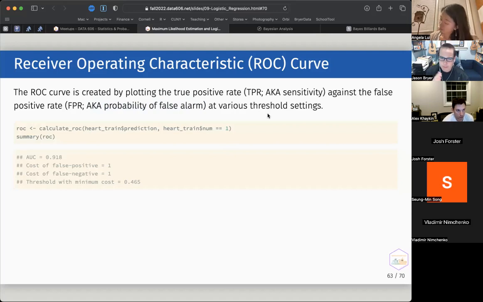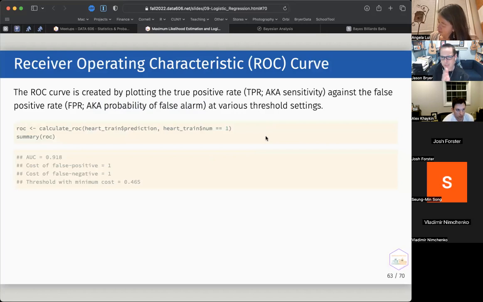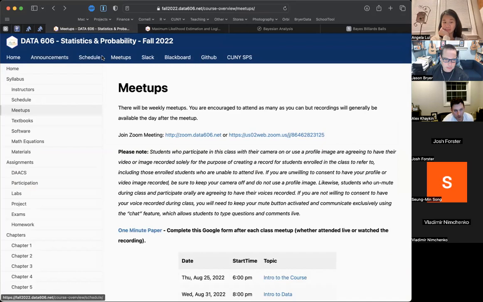So essentially what we're going to do, right? Here I set my threshold at 0.5. But what we're going to do is say, well, let's try 0.01, 0.02, 0.03. We can go all the way up to 1. And in this case, there's a calculate ROC, which is actually a function I wrote.